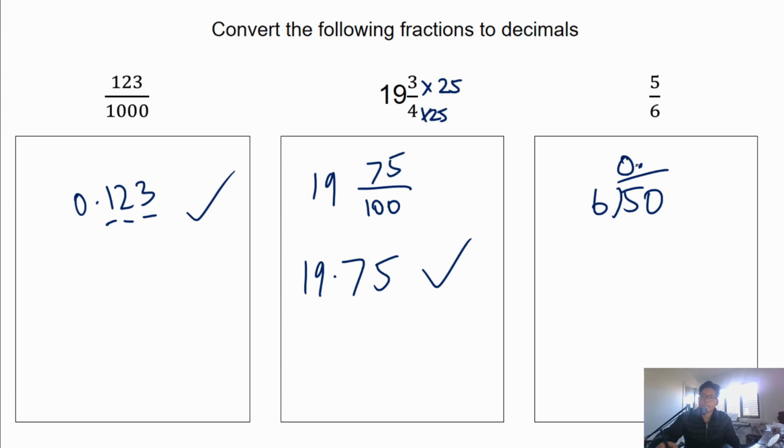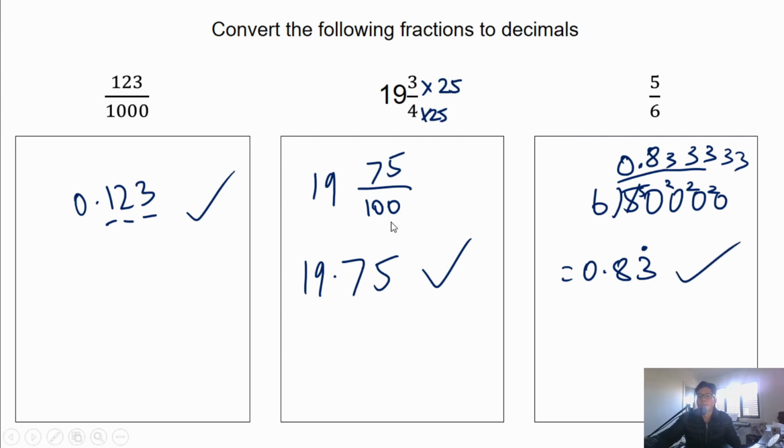Now 6 goes into 50. 6 goes into 50 8 times, sorry, not 4. And that gives you 48, so our remainder is 2. 6 goes into 20 3 times, the remainder of 2. And 6 goes into 20 3 times again, the remainder of 2. And it looks like it will keep on repeating itself here. So our answer will be 0.83 recurring. And just write the recurring symbol up the top. Give yourself a tick if you got that one correct as well.